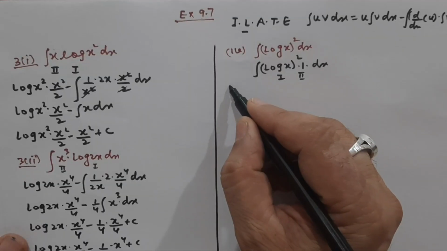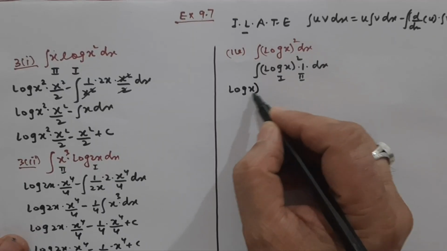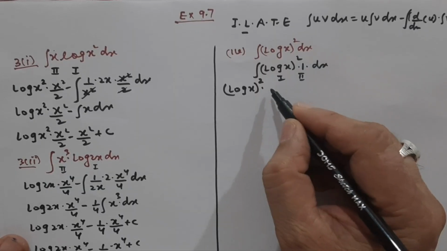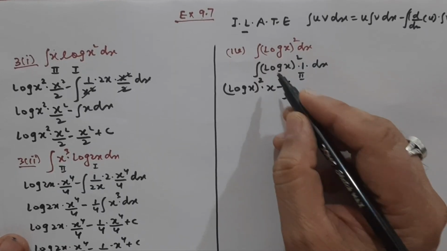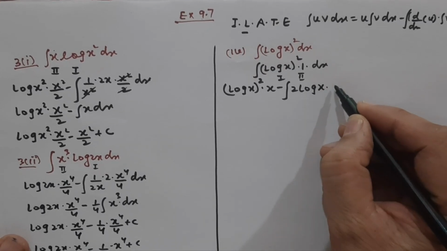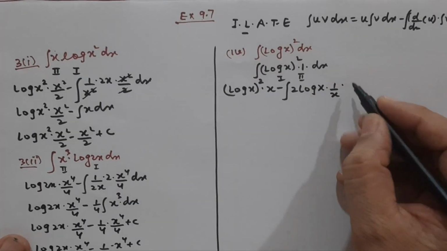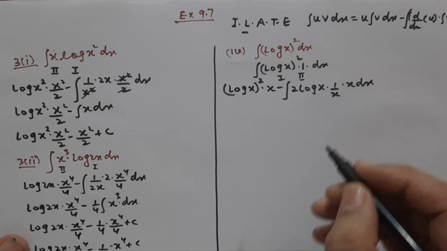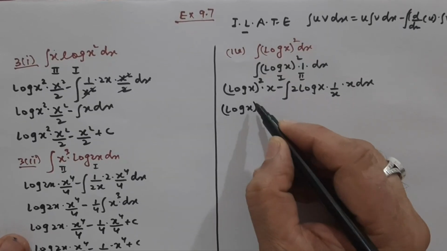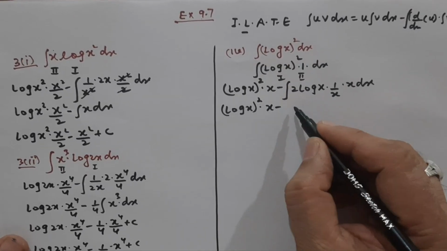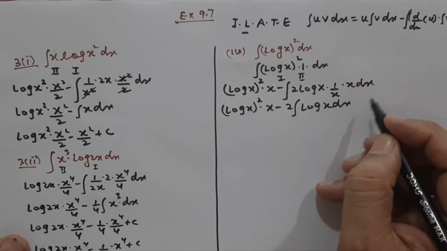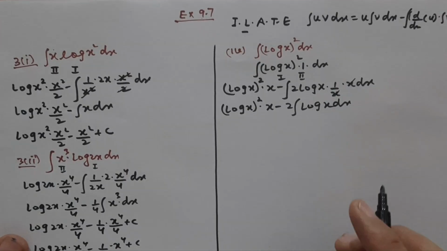So we take (log x)² as the first function and 1 as the second function, and now integrate in the same way. First function times the integral of the second function, that is 1, is x, minus the integral of the derivative of the first, so the derivative of (log x)² is 2 log x into 1 upon x, into the integral of the second, this is x dx. On solving it, we get (log x)² into x minus 2 outside, and we get the integral of log x dx, cancelling x with x.